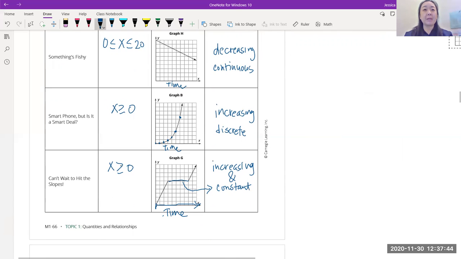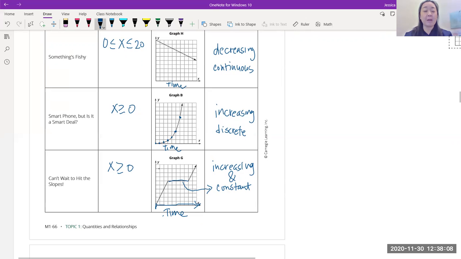And so that one was going to be X is greater than or equal to 0 until whatever time he gets off this thing, and it doesn't say what it is. So we're just going to leave it at that. X is greater than or equal to 0. And it is increasing and constant. So it increases here, then it just remains the same, because remember, he's not moving. So his distance is not increasing, and then it starts going back again.